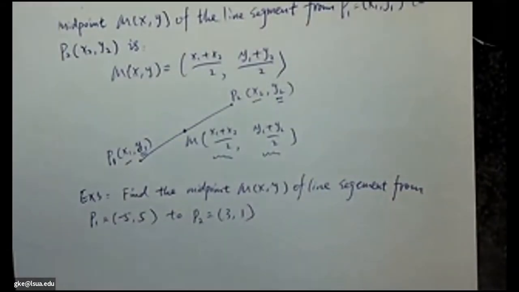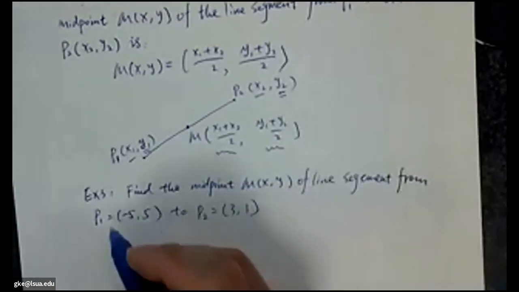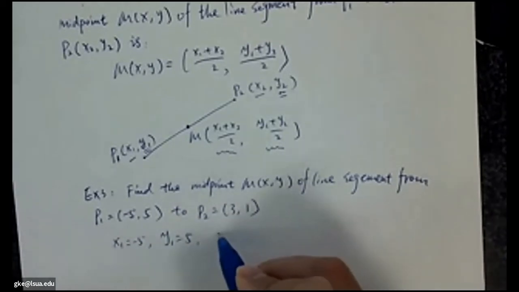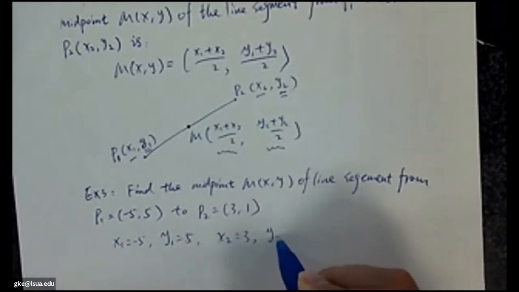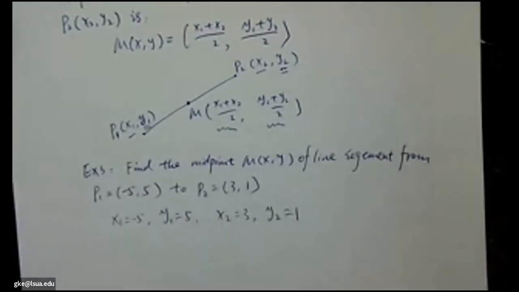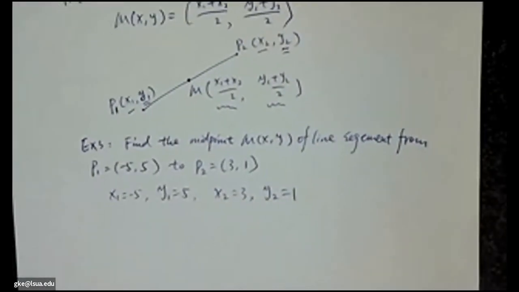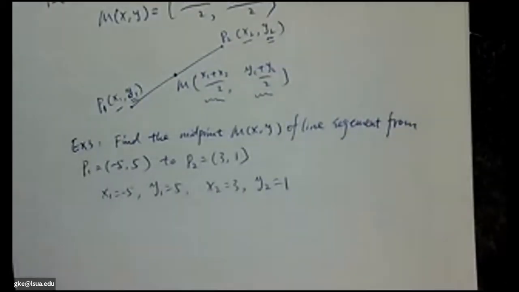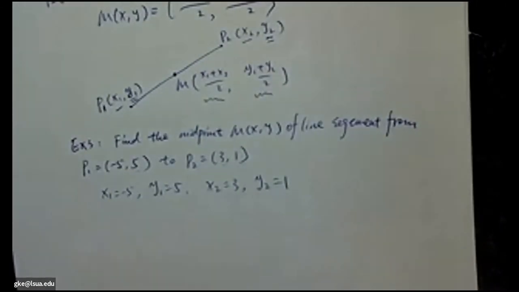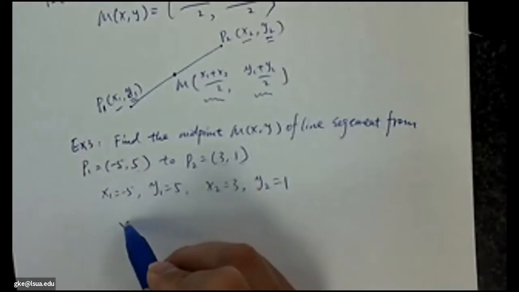So we need to write down x1, y1, x2, y2. For the first one, x1 equals -5, y1 equals 5, x2 equals 3, y2 equals 1. Let's see. So we can write down the x1, y1, x2, y2, right? 2 points. Now, follow the formula.